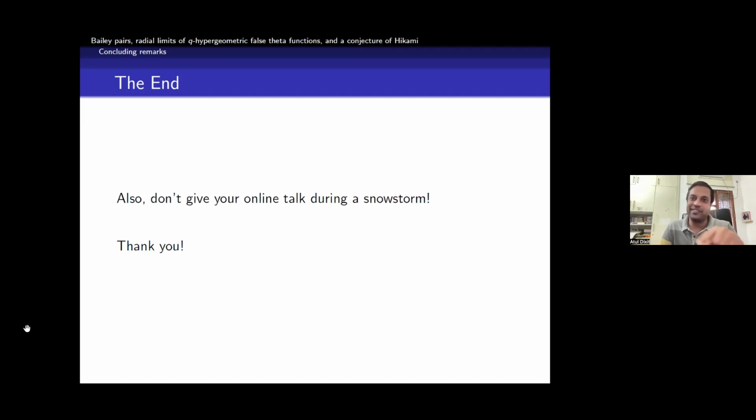So I have one question. So Hikami started with that torus link (2, 2m) or something, I guess. Yeah. So are there some other torus links which one could study and then accordingly get some more identities of this type?